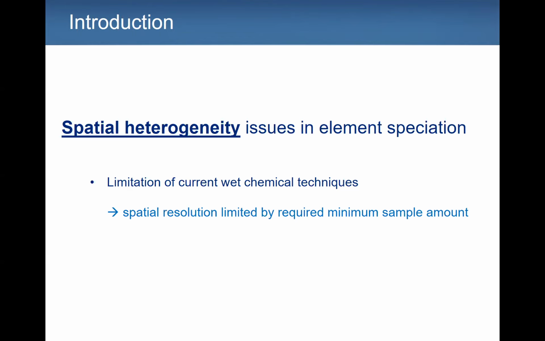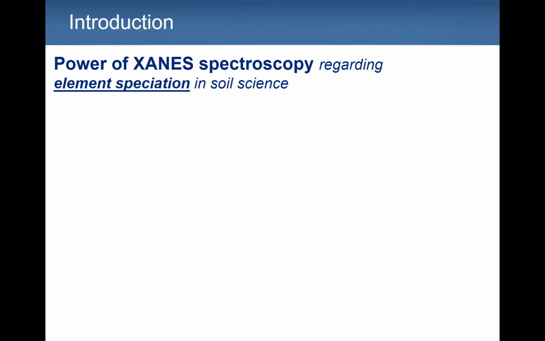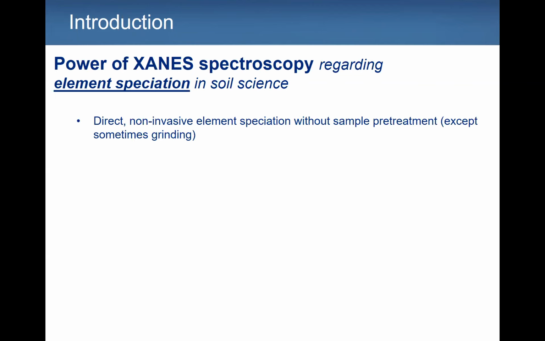And this is also a limitation of current wet chemical techniques, because the techniques need a certain amount of sample. And if you need that amount, you can't go further in spatial resolution until you have collected this necessary amount. And this is one of the powers of XANES spectroscopy. I will show you in a minute. You can do these analyses with much less material than ordinary wet chemical analysis. There are very many strengths of XANES spectroscopy.